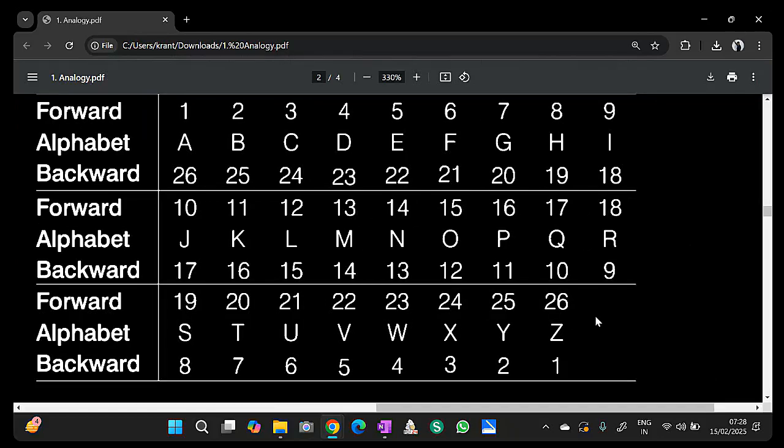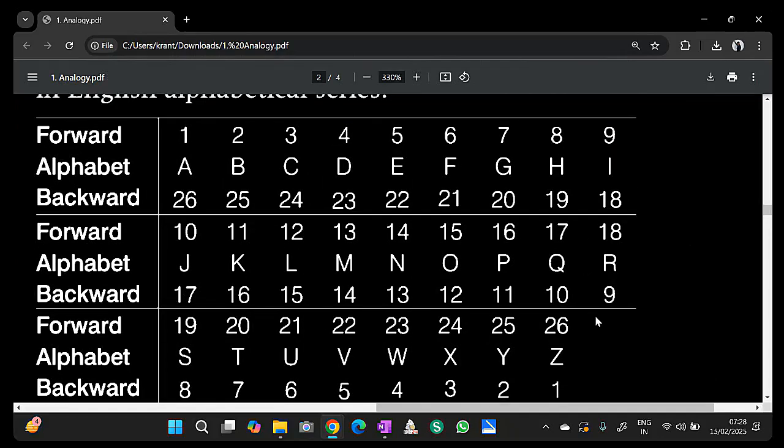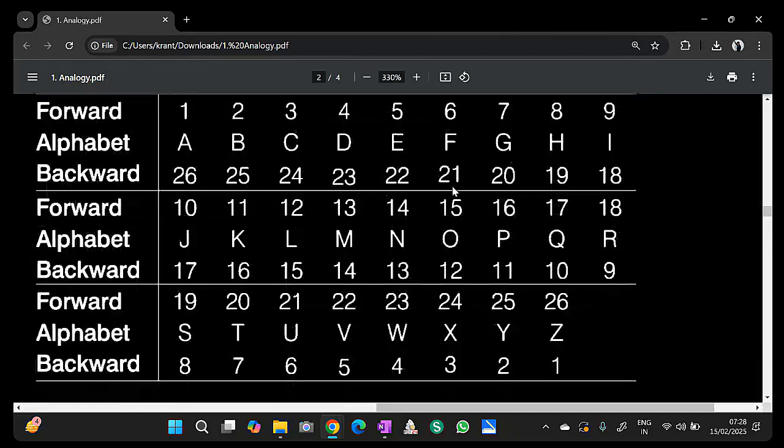Backward I don't suggest, only forward you remember. Backward we get by subtracting from 27. For example, I want the backward position of the letter F. So just subtract the forward position from 27 and you get it. We cannot remember all the things, no? Only forward you remember, backward you don't. To get the backward number, you just subtract from 27.